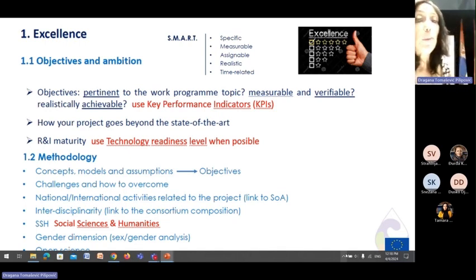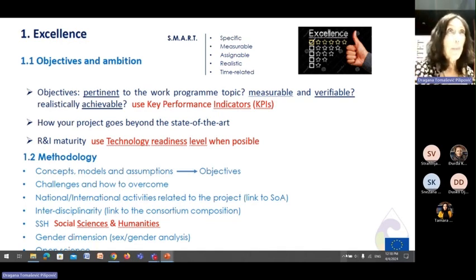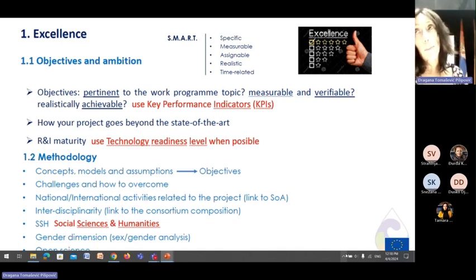And you have to use key performance indicators. Key performance indicators are means to measure and evaluate your impact. The Commission wants you to describe key performance indicators. They are precise, significant, and as much as possible numeric, right? So they want facts and figures. And I know that it's difficult sometimes to indicate your impact in numbers, especially depending on the field of research. But you have to try to be as realistic as possible.